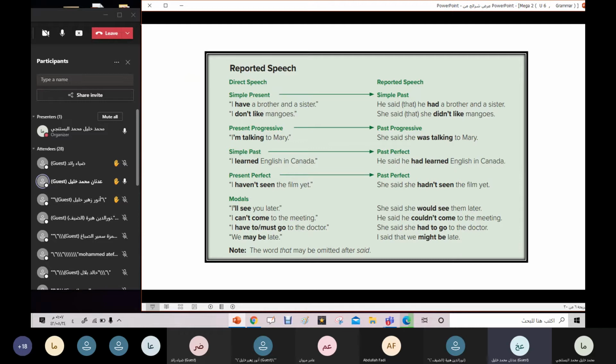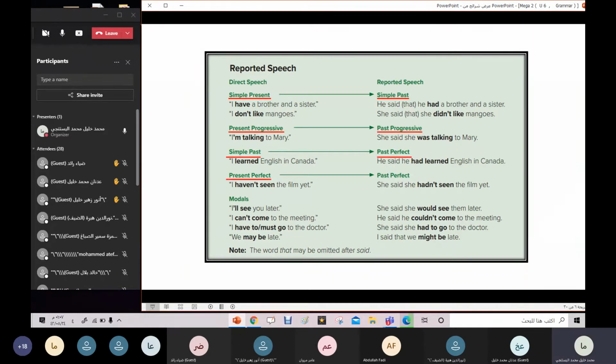I can't come to the meeting. He said he couldn't come to the meeting. I have to or must go to the doctor. She said she had to go to the doctor. We may be late. She said that we might be late. Note the word that may be omitted after said. Thank you very much. So this is the first point, about reported statements.